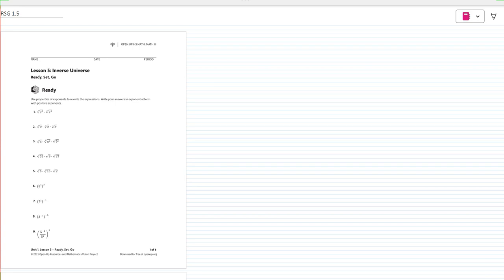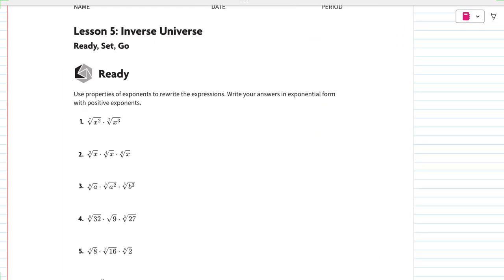Here are the solutions for the Ready, Set, Go Unit 1 Lesson 5 problems.